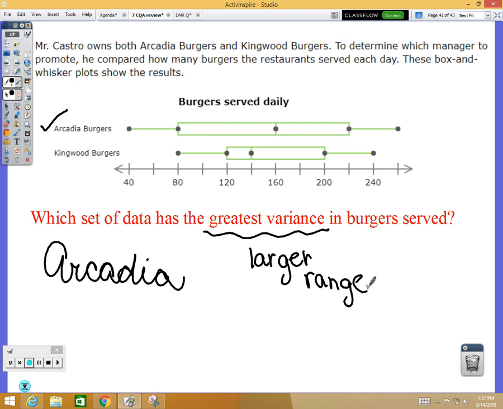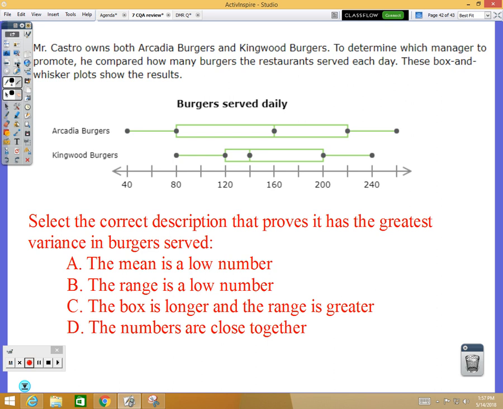The next question is basically going to ask you why, and it's going to give you some possible answers. Did we choose Arcadia because of the mean? Did we choose Arcadia because the range is a small number, a low number? Did we choose Arcadia because the box is longer and the range is greater? Yes. Did we choose Arcadia because the numbers are close together? No. Okay? So the mean doesn't even matter. But the range being smaller and the numbers being closer together, that would mean that they didn't have a very big variance. Okay? All right, that is it for our review.